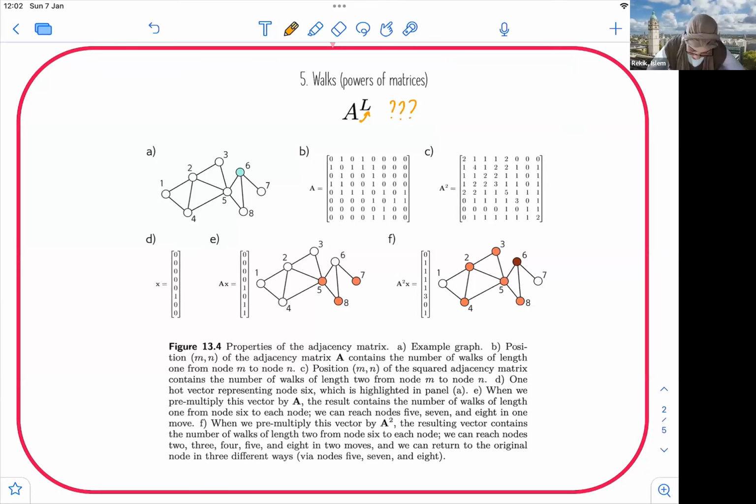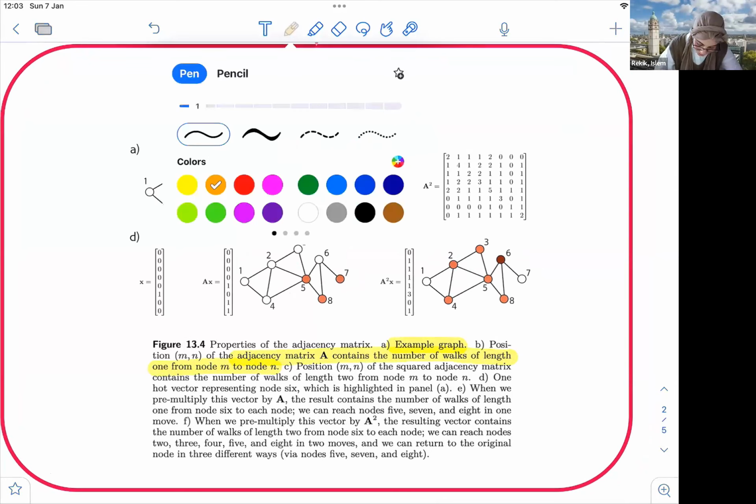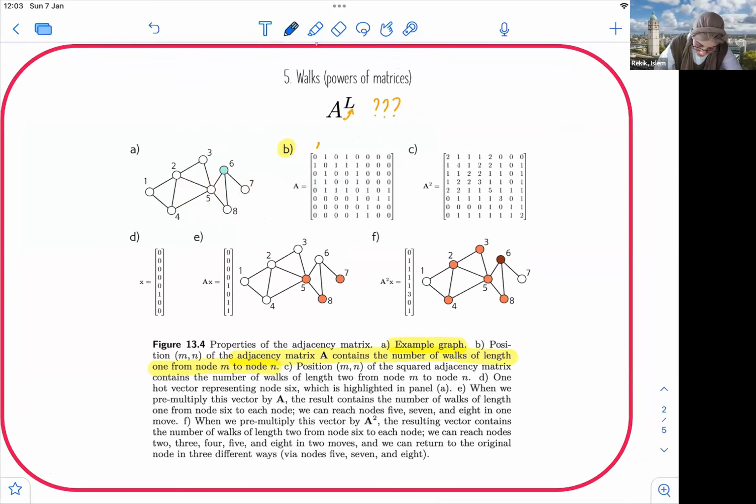Okay, so let's start with A here. In A, we have an example graph. This is a simple graph. And then in B, this represents the adjacency matrix A that contains the number of walks of length 1 from node M to node N, okay? So this A is our regular adjacency matrix. So this is what we had before.